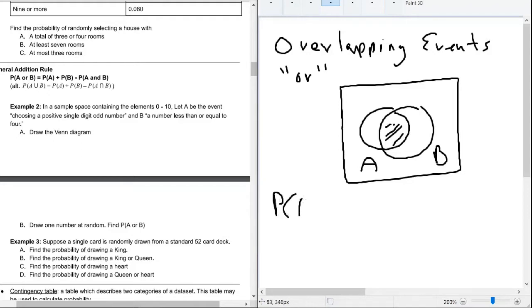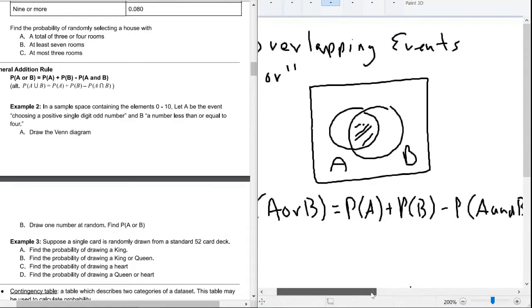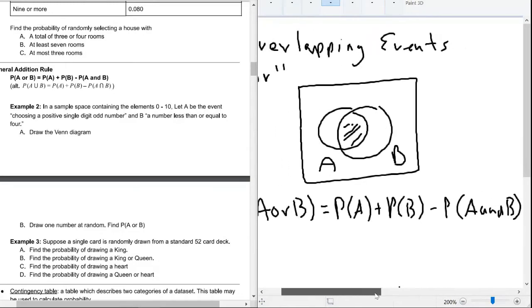The formula for A or B is equal to the probability of A plus the probability of B, but what we'll do is subtract the overlap. An overlap in mathematics, we call that the probability of A and B. This is the formula that we'll use for the keyword or if events overlap.